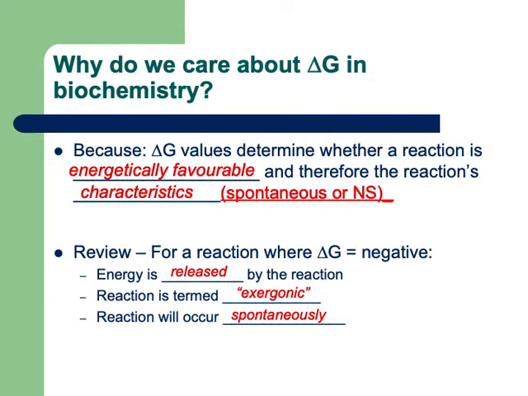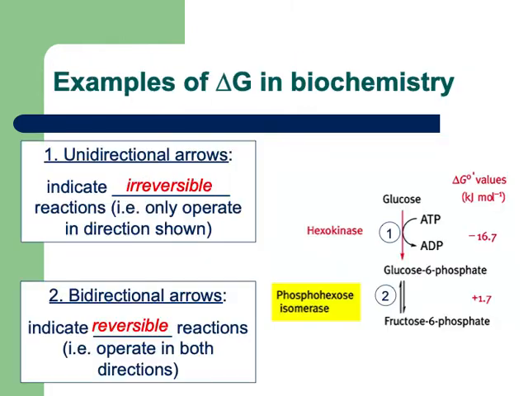Remember, energy is neither created nor destroyed. It changes forms. And so from this reaction, energy is released, and then our body can use it for muscle contraction, for sodium-potassium pumps, for all the cellular maintenance that we need. Now let's look at some reactions to see the importance of delta G in biochemistry.